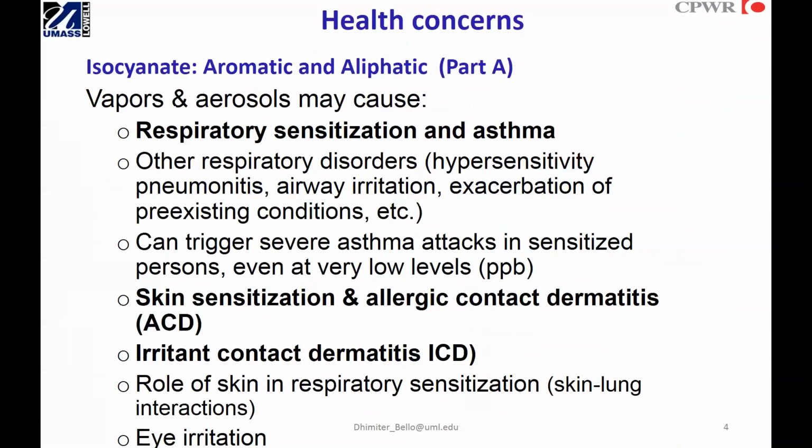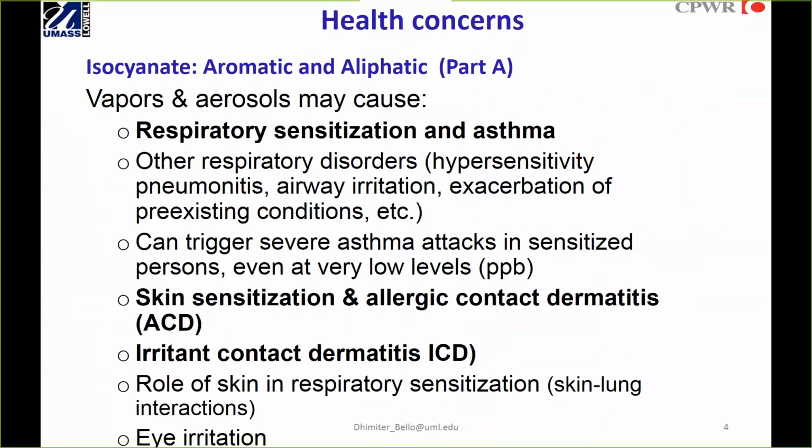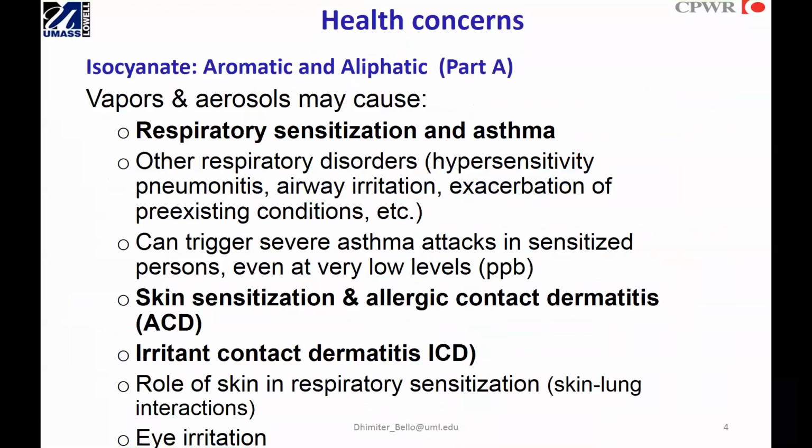The primary health concerns of isocyanates are largely related to their potent sensitizing potential. They are sensitizers and asthmagens. They are well known to cause upper airway and airway irritation and exacerbation of pre-existing conditions. In some rare cases, hypersensitivity pneumonitis can trigger severe asthma attacks in sensitized people, even at low ppb levels.